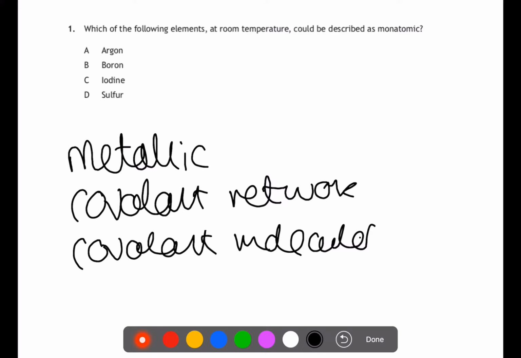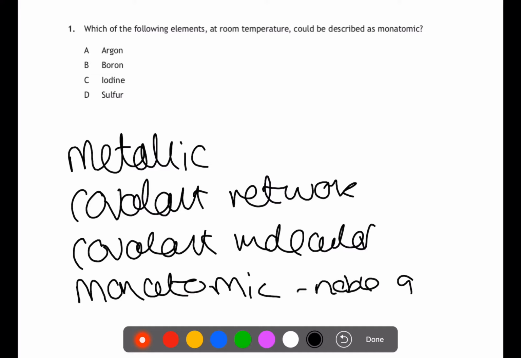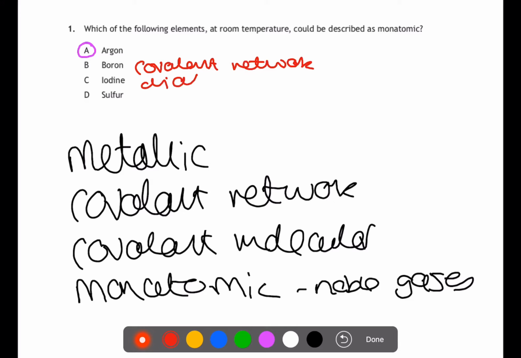which includes small molecules such as phosphorus and sulfur, as well as diatomic molecules, and then monatomic. The monatomic section is the noble gases. This means that A, argon, is our answer, as it is one of the noble gases. Boron has a covalent network structure. Iodine is a diatomic molecule, and sulfur exists as rings of S8.